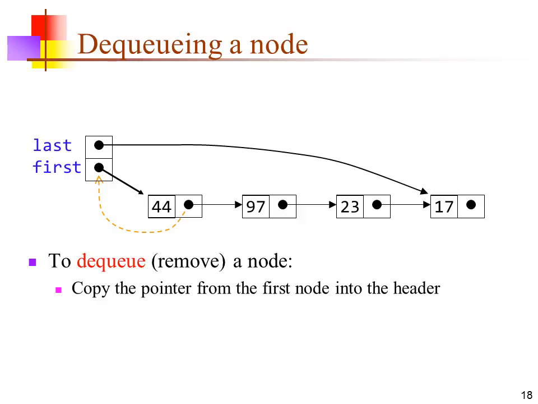So when the 44 data element is deleted, then the 97 element becomes the first element of the data structure. First is a pointer variable that presently contains the address of node 44. Before deleting node 44, make the pointer variable first point to the data node 97 and afterwards delete node 44. The deletion of node 44 takes place using the function free. So here the process is to copy the pointer from the first node into the header.